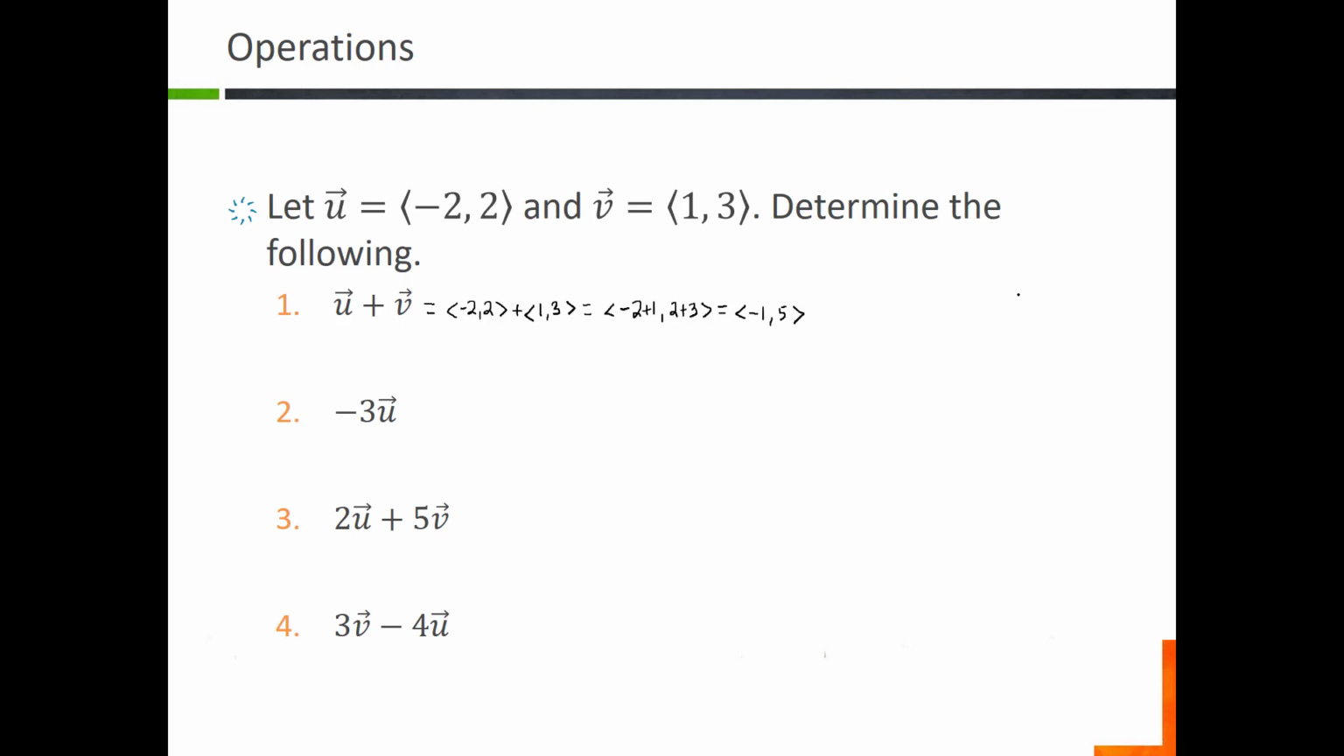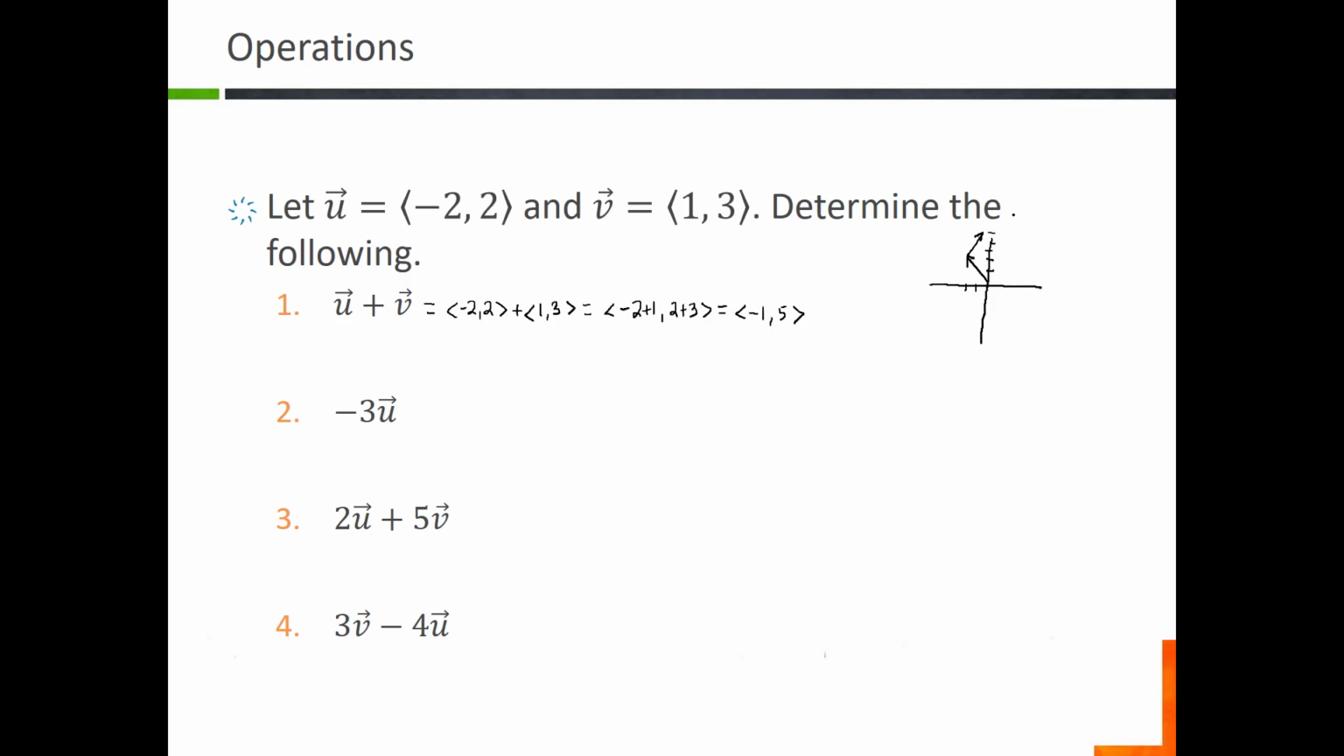And again, if we wanted to visualize that, it's sometimes hard to draw these. But we have one vector that goes negative 2 and positive 2. So it's going to go 2 units to the left and 2 units up. So that's vector u. And then vector v is 1, 3. So from that endpoint, we're going to go to the right 1, and then we're going to go up 3 more. So 1, 2, 3. So from this point, we're going to go to the right 1 and up 3. So it's going to be something kind of like that.